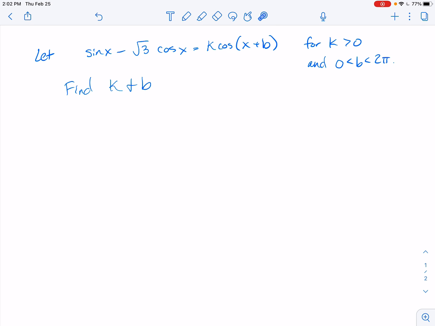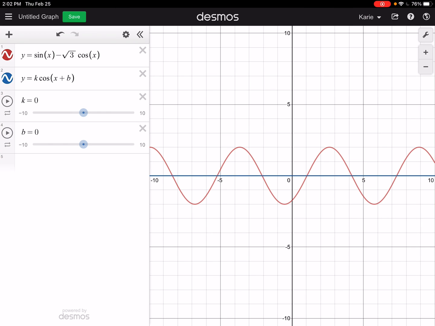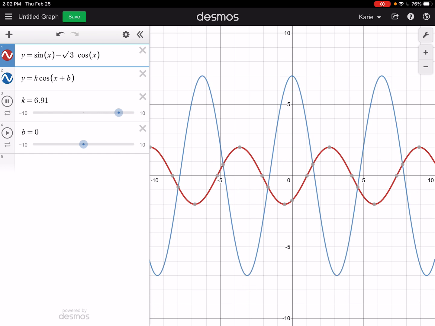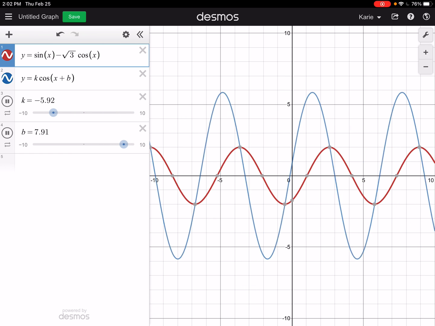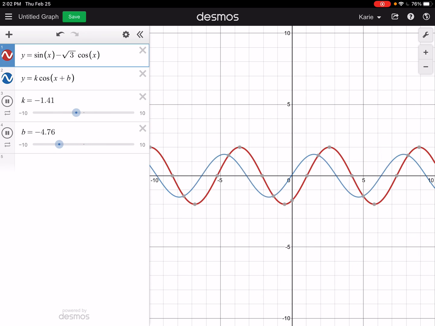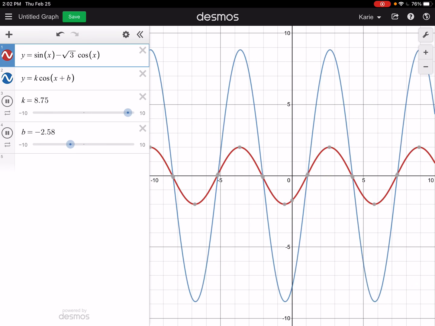If you think about that, its amplitude is k, and it's been shifted, technically, to the left b units. So if you notice here in Desmos, I've graphed that. I haven't graphed the k cosine x plus b because I don't have any values to put in yet. So I'm trying to figure out what k value and what b value is going to match the graph that I get with the red graph.